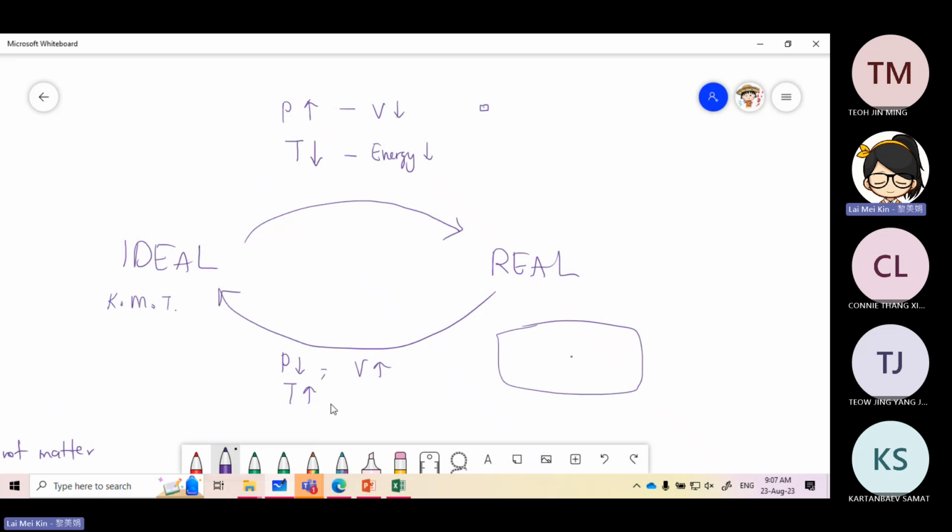When temperature is high, I will have a lot of energy, enough to break any forces of attraction temporarily.